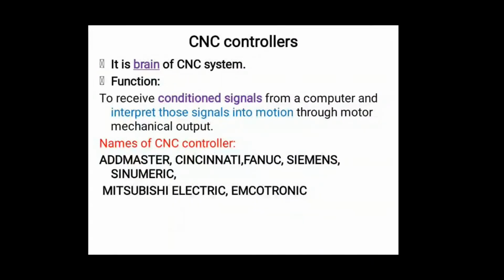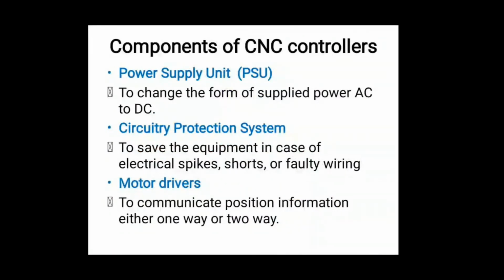Okay, so this is the sum of the CNC controller we are using at the time of the CNC operations. You can see here, the second point is components of the CNC controls. There are three components. First is the power supply unit, that is the PSU, to change the form of the supplied power, AC to DC or DC to AC. This is the first component, where we can change the power supply mode from AC to DC.